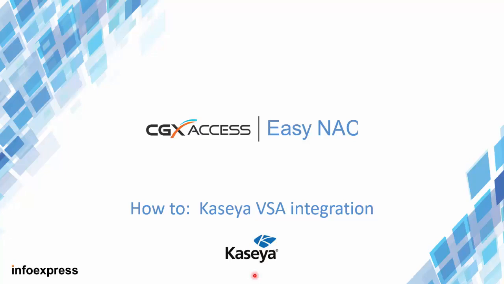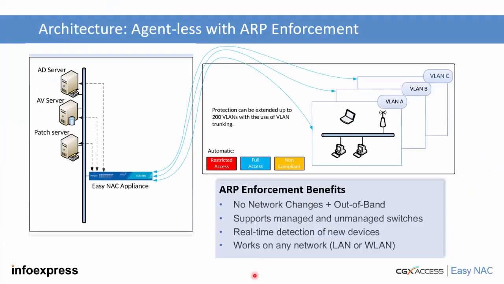This how-to video will walk you through the integration with Kaseya VSA. Before we jump into the setup, let me quickly review the NAC architecture. NAC is agentless and uses ARP enforcement, so the deployment is simple. Strong protection is provided with no network changes or network configurations being required.